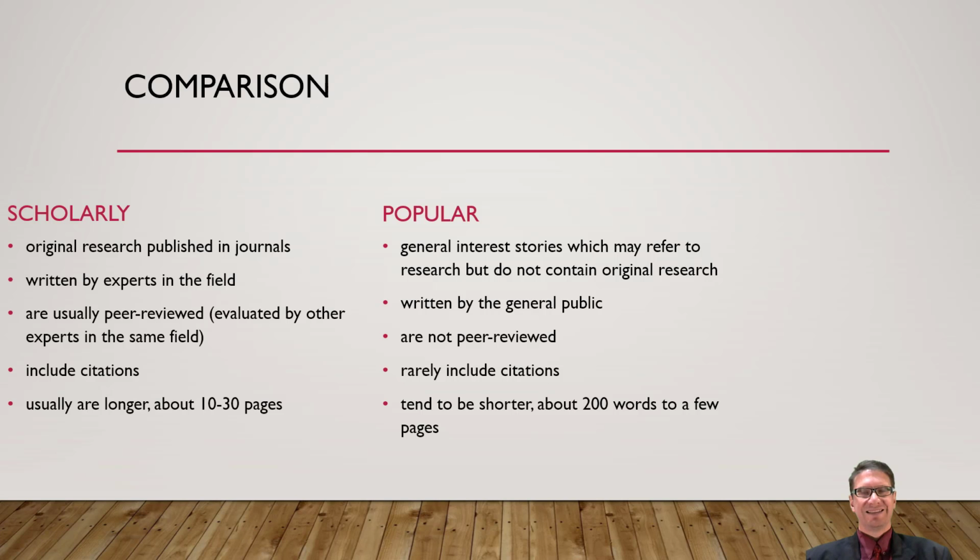So, let's talk about the difference between scholarly and popular research. Well, academic engineering research is published in journals, written by the experts, peer-reviewed by other experts. It refers to something else, and the articles can be quite long, between 10 and 30 pages. Some articles can run to hundreds of pages, but that's less rare than you might think.